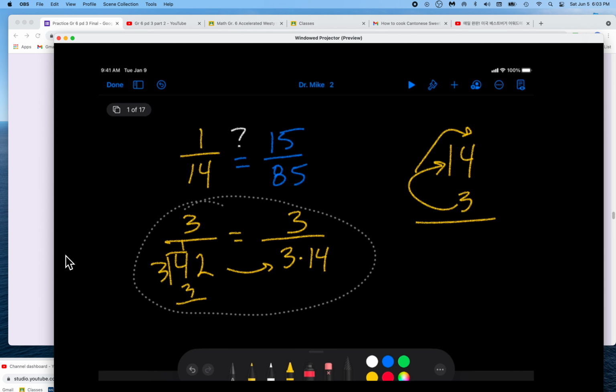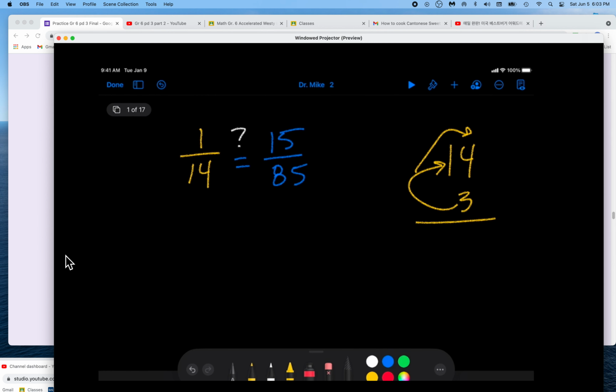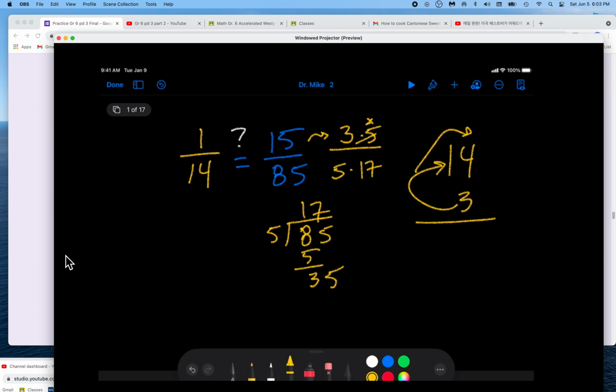Let's look at 15 over 85. We can break that down into 3 times 5 and ask ourselves, do either of these factors go into 85? Always choose the bigger one. We know that 5 is going to go into 85 because 85 ends in 5. 17. So 15 over 85 is going to reduce to 3 over 17.